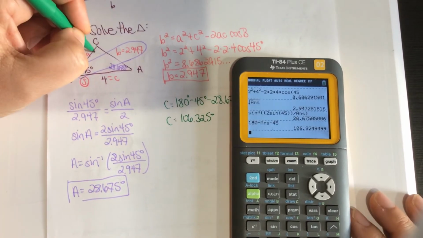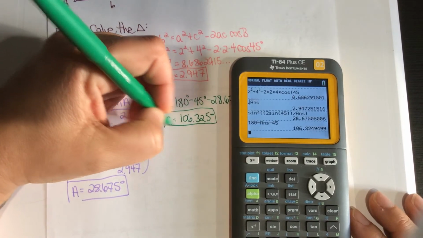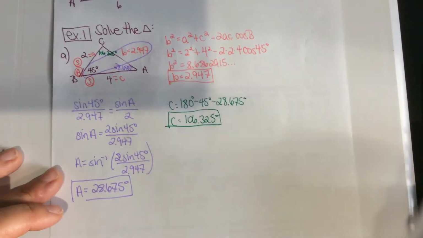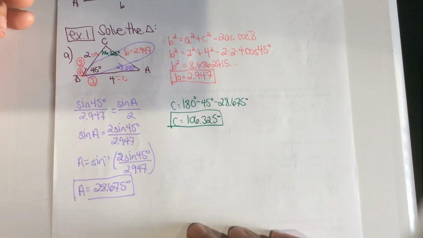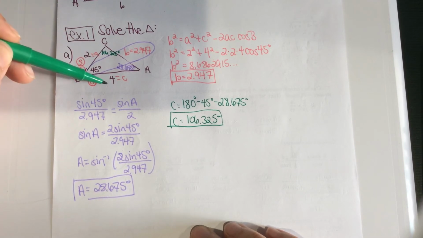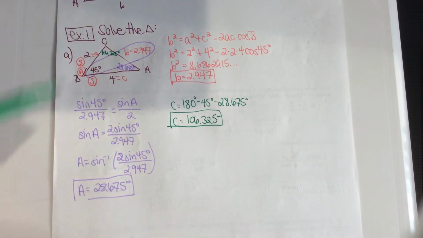106.325. So there's my missing information. I was given 3 pieces of information and I found 3 pieces of information, 6 total in a triangle, right? Double check, just like we did with the law of sines. Largest angle, longest side, smallest angle, shortest side. And then obviously the middle matches up, right?